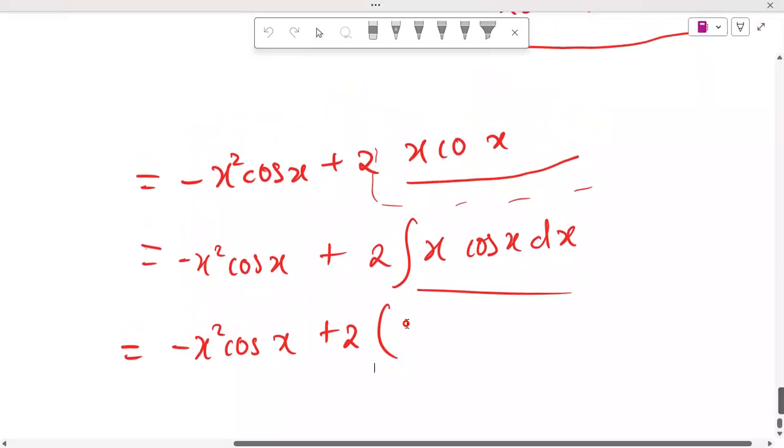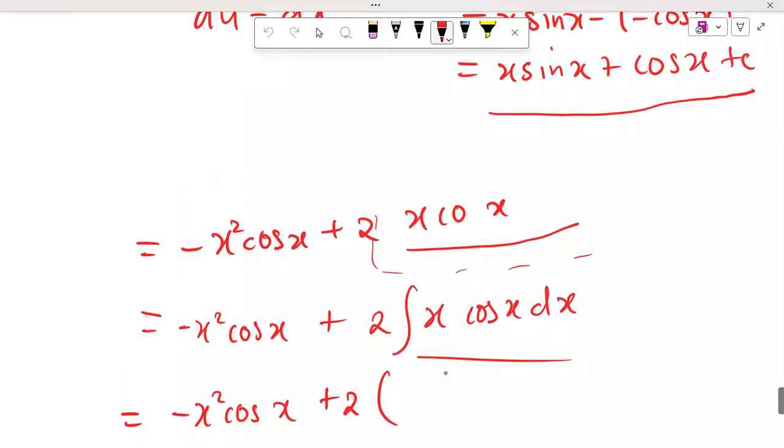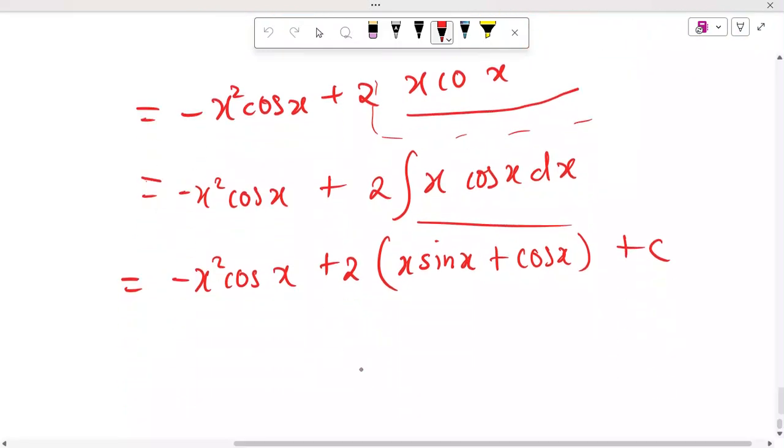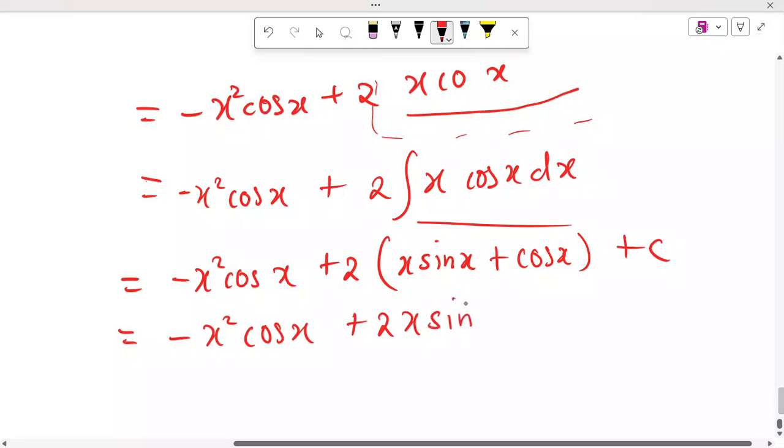Now I'll write the answer for this part, which is x sine x plus cos x. After writing this, that's when you can put the plus c. So let's write it nicely: negative x squared cos x plus 2x sine x plus 2 cos x plus c.